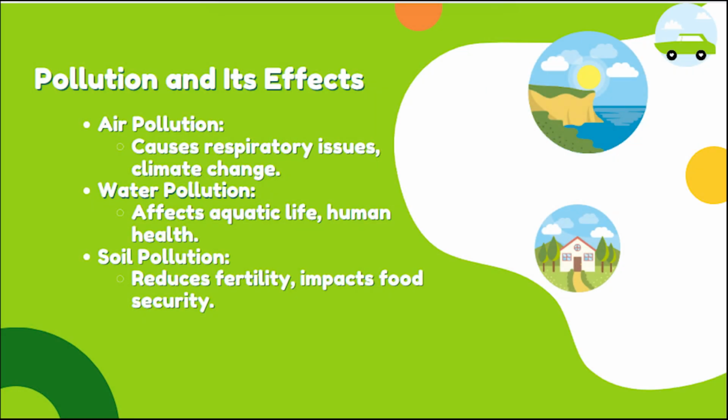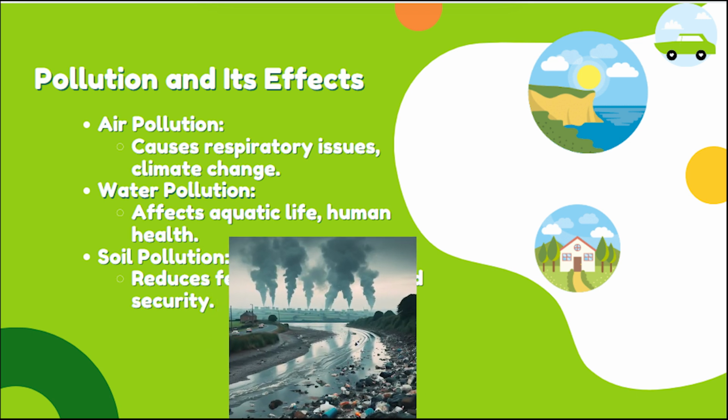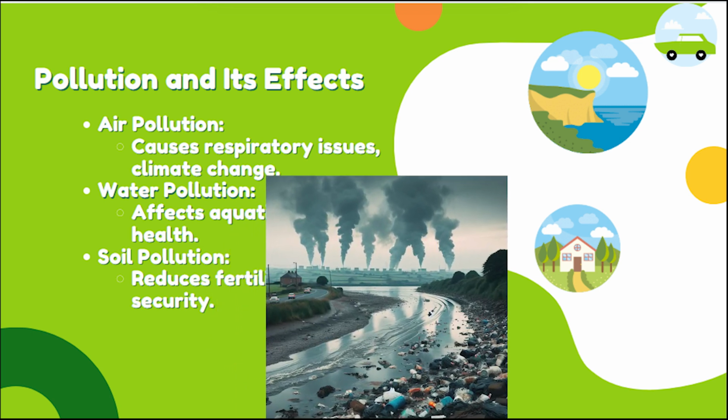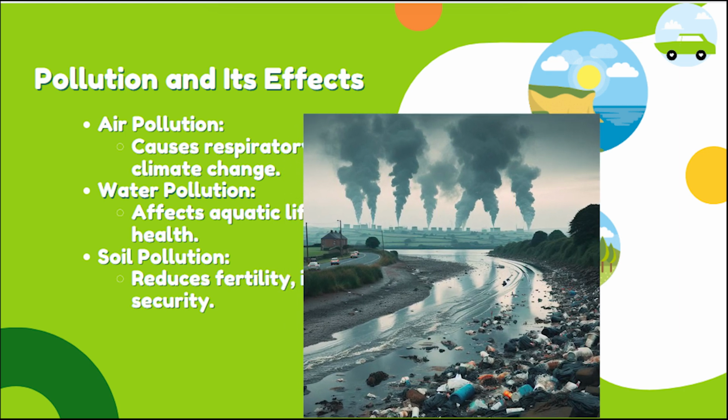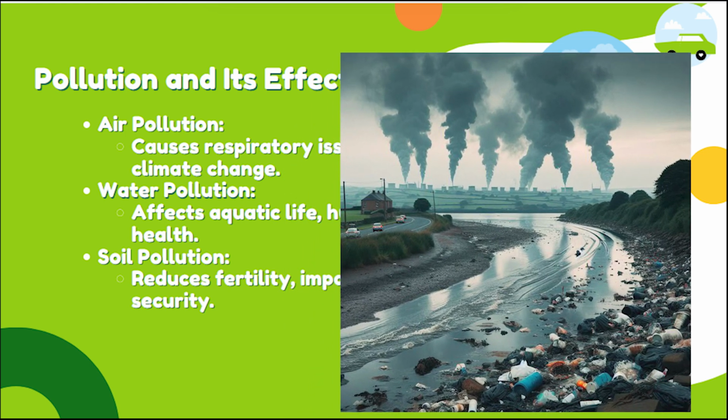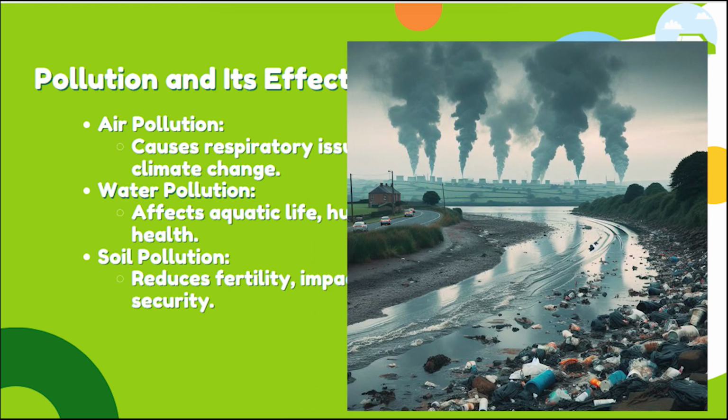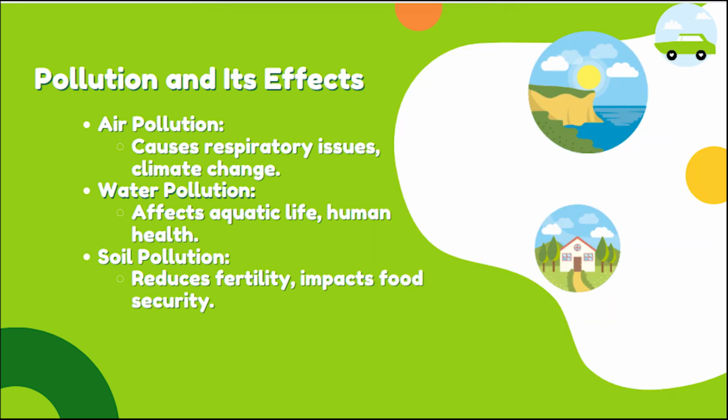Pollution and its effects. Let's talk more about pollution. Air pollution from cars and factories leads to breathing problems and global warming. Water pollution from sewage and chemicals kills fish and causes disease. Soil pollution from pesticides and waste destroys soil fertility and affects crops. Solutions include reducing waste, recycling, and using clean energy.